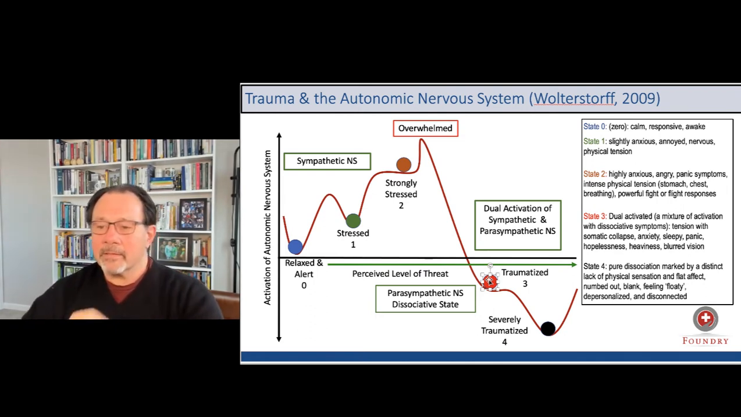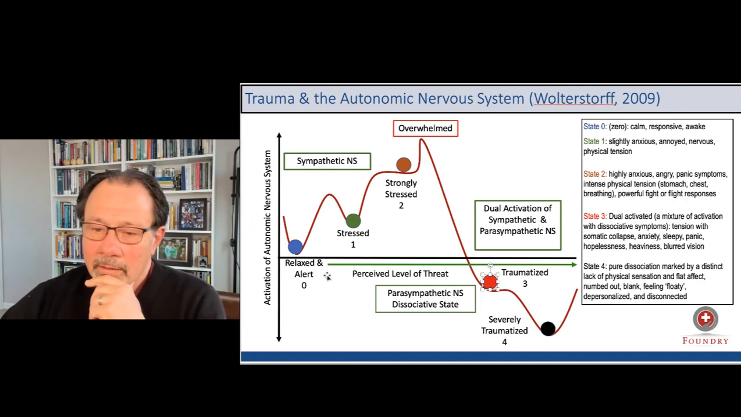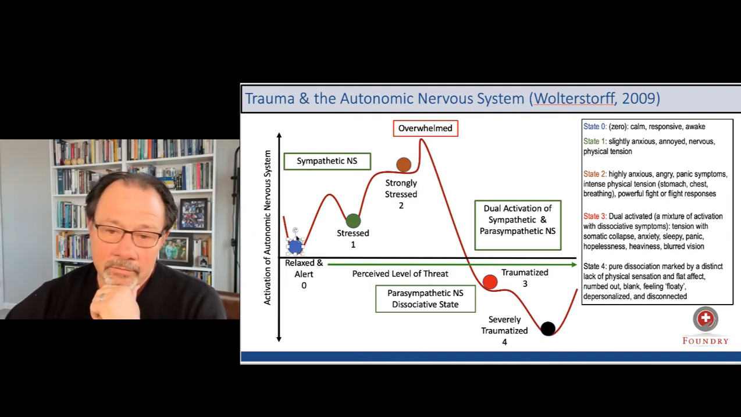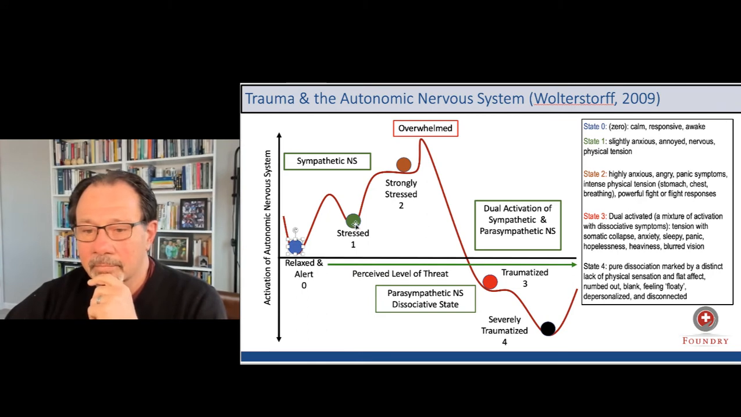I hope that makes sense. Just a recap: we have these tractor states, or these areas where energy gets held, and we go from that relaxed state, calm, responsive, awake, clear thinking, to stressed, slightly anxious, to strongly stressed, to more dissociated, to very dissociated.